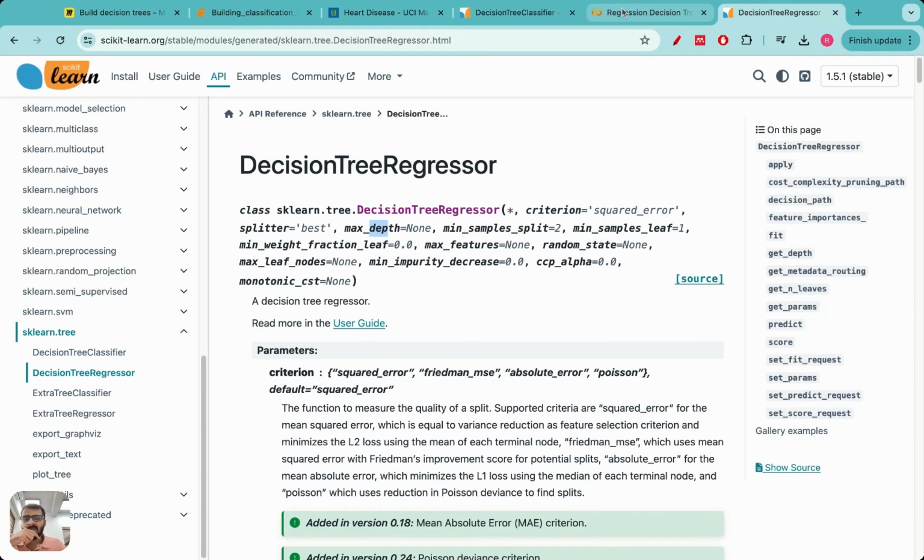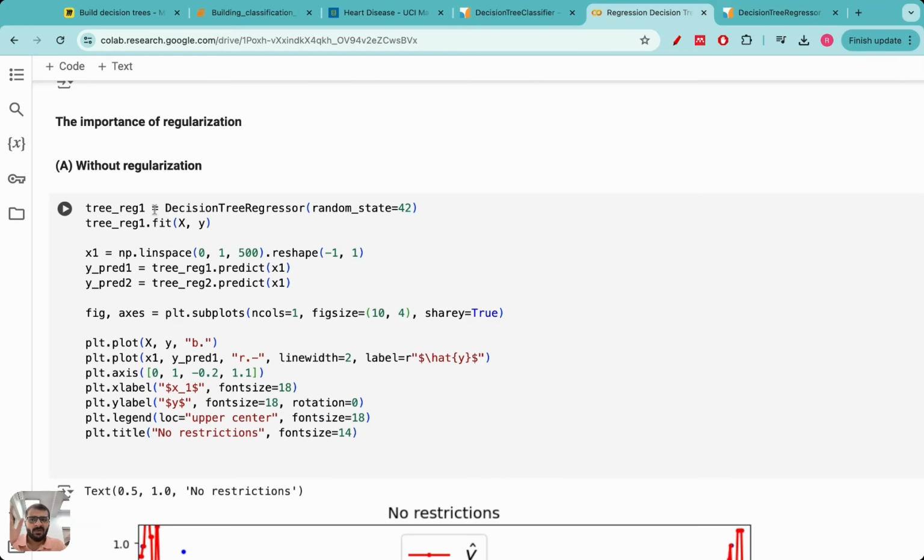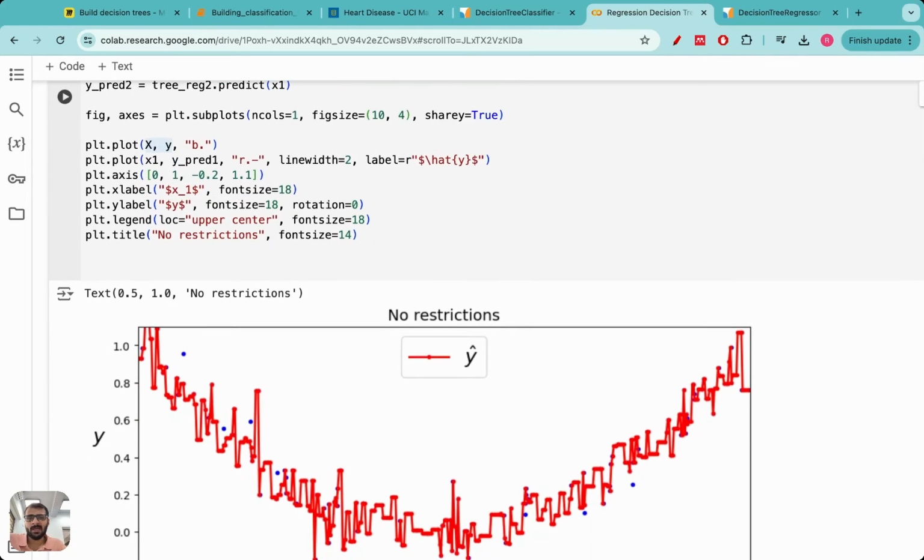So the question is, how can you determine the best depth of the tree? The main thing is that if you don't specify anything, let's say if you just fit a decision tree regressor between x and y data, we have the exact same issue which happened in the classification case.